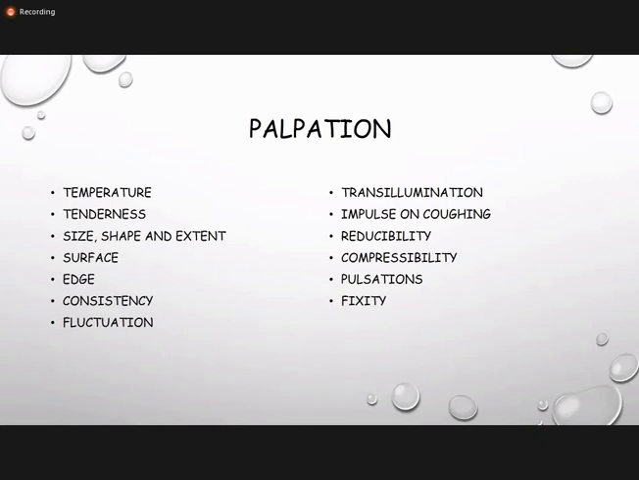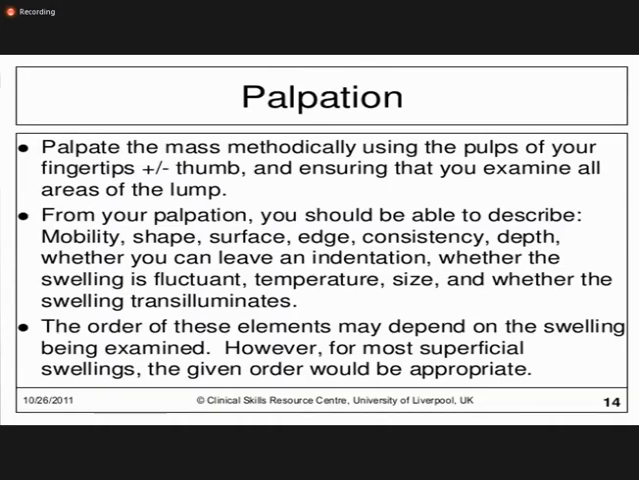We will elicit certain signs for confirming the nature of the swelling, like the fluctuation test, transillumination, and impulse on cuffing. We will do impulse on cuffing on inspection and palpation both. Then we check for compressibility, pulsatility and fixity of the swelling. These all depend upon the site of the swelling. For palpation, we use the pulp of our fingers to examine the swelling and assess all the components I have told you.